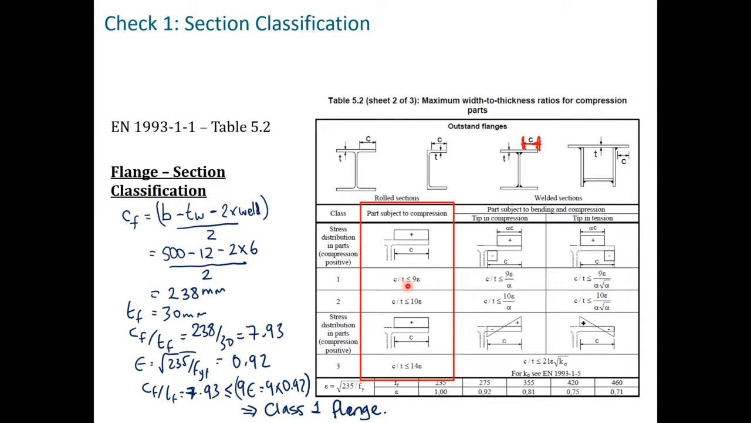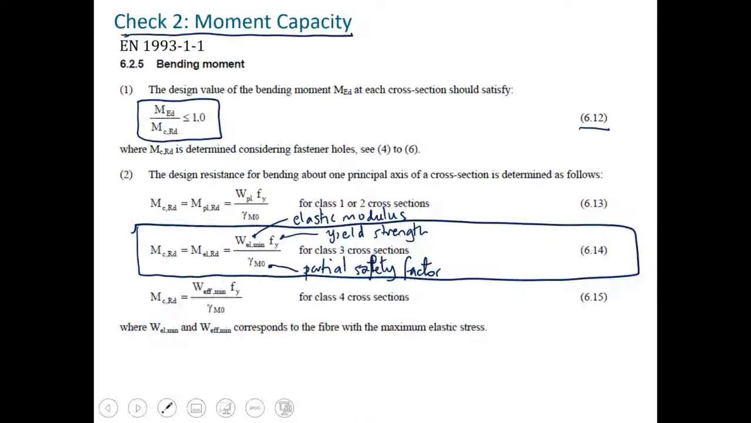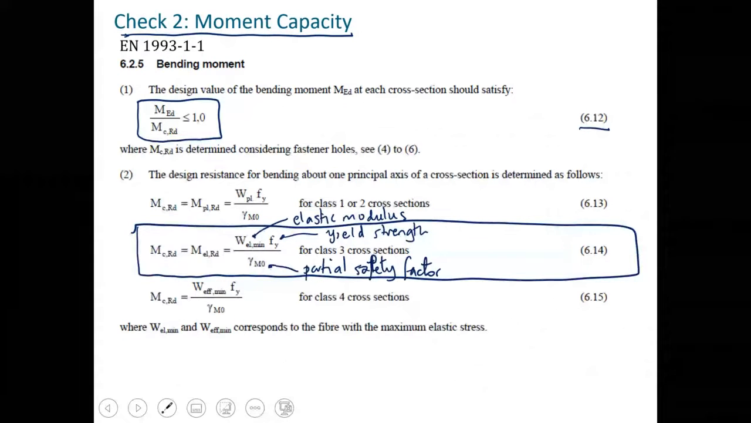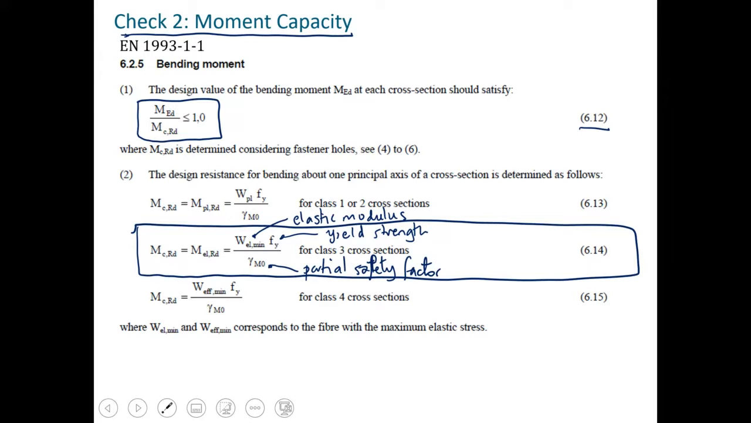If c over t of the flange is less than or equal to 9 epsilon, then it's a class 1 section. Again, epsilon is 0.92 at the bottom of the table there. So we get 7.93 is less than or equal to 9 epsilon. Epsilon will be 0.92, so therefore it's a class 1 flange. So we have a class 3 web, a class 1 flange, so therefore the overall classification of the section is a class 3 section. So that's step 1 done, check the classification. Next step is to check the moment capacity. We'll go to Eurocode 3, part 1-1.